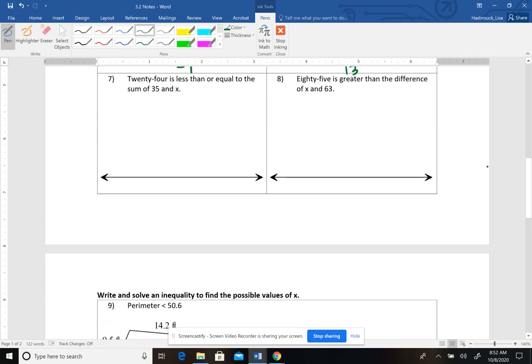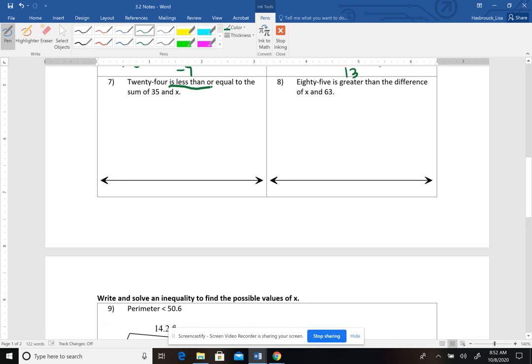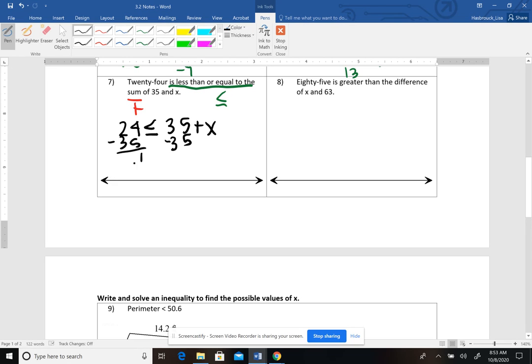Okay, for number 7, 24 is less than or equal to the sum of 35 and x. So "is less than or equal to" is this inequality symbol. And we know that sum means add. So we have 24 is less than or equal to. So I put my inequality sign. The sum, we're adding 35 and x. Now I can solve for x. I'm going to subtract 35 from each side. So I get negative 11 is less than or equal to x.